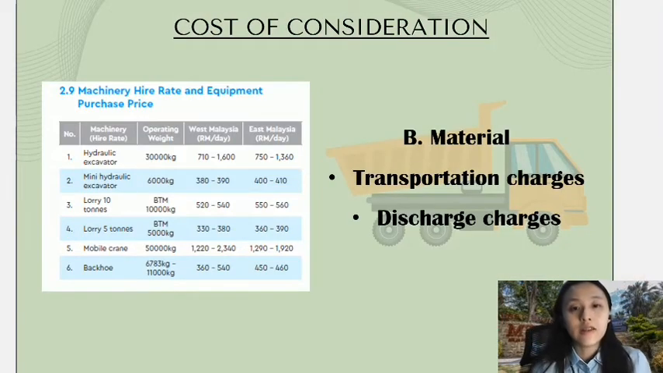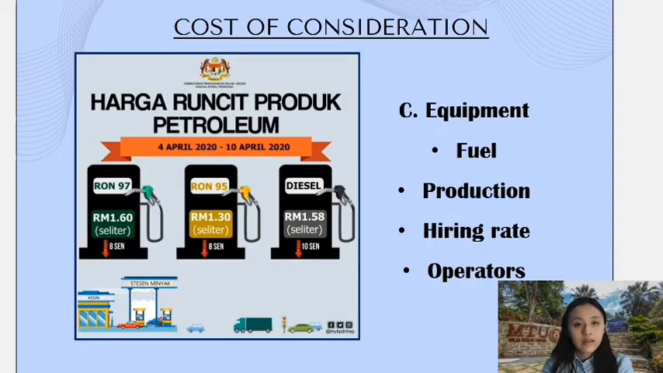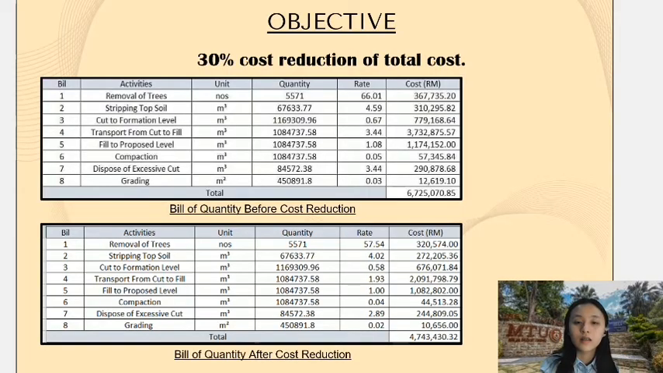The second consideration is the cost of material, where there are different charges of transportation and discharge if we are using different machinery. And the last consideration is the cost of equipment. This is because different fuel and hiring rates will affect the total cost of the project. And the objective of this project is to reduce 30% of the total cost. And these are the bills of quantity for our project before and after the cost reduction.